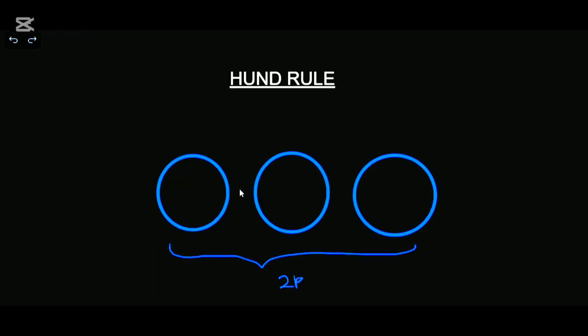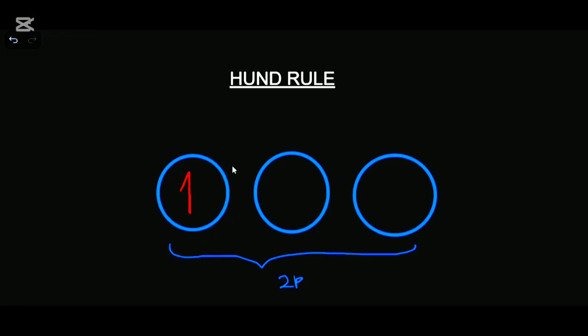Let's discuss what Hund's rule says. Let's take 2p orbitals as an example. Hund's rule states that electrons prefer to fill into an empty orbital rather than pairing up in the same orbital. What does that mean? Let's say this orbital is filled with one electron.